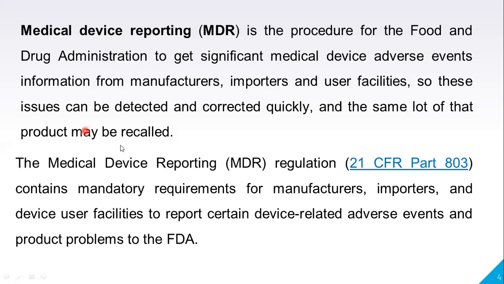So in order to recall or to sustain the product in the market, the regulatory body and also the government always seek to get information from the manufacturers and also importers as well as from user facilities. These are the three prime sources: manufacturers, importers, and user facilities. So depending upon the situation, the product may be recalled.